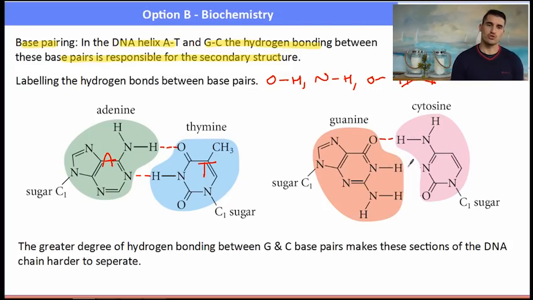Will they ask you to draw those 2 things and label them? That would be an incredibly hard question. I think they're more likely to ask you to indicate the location. If we have a strand of DNA that contains more of G and C, then that's going to be harder to separate due to the larger degree of hydrogen bonding.